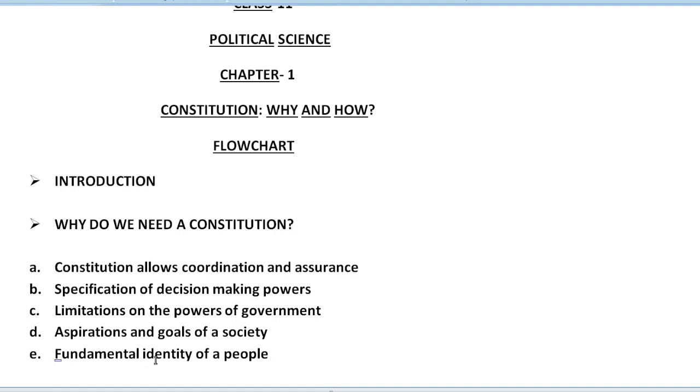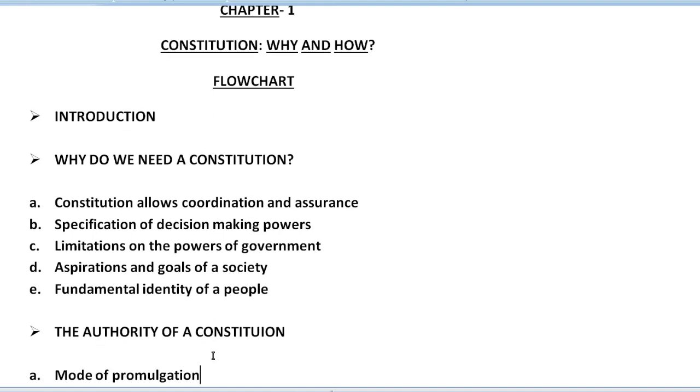Next, we have the fundamental identity of a people. What is the fundamental identity of a people? After getting fundamental rights and fundamental duties, of course, we get an identity as a citizen of the country. So all these points are very important. All this identity we are getting through our constitution. So this is the actual need of our constitution.